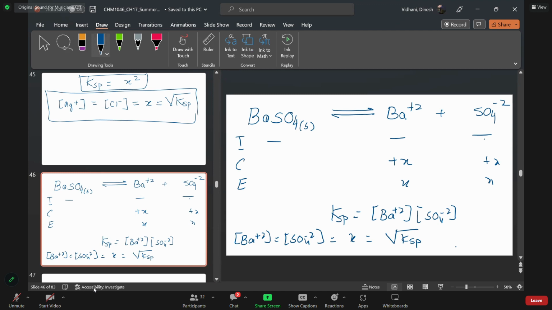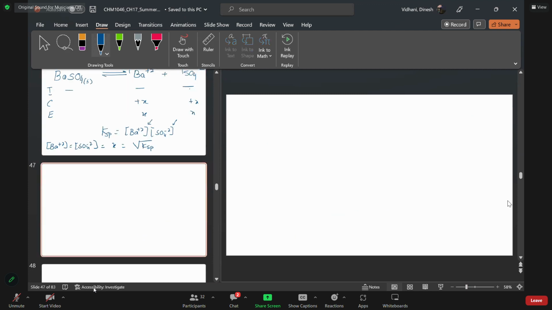See, here charge does not matter, right? Because what matters is the stoichiometry. So stoichiometry is 1 and 1. We don't need to worry about that, right? Okay, now let's see if we have stoichiometry which is not 1 to 1, right? Let me give you an example of silver sulfate.